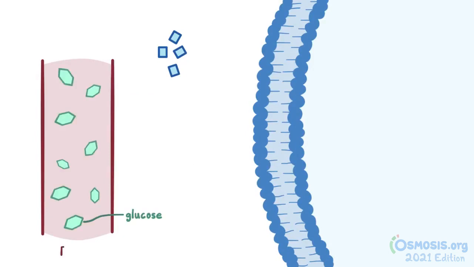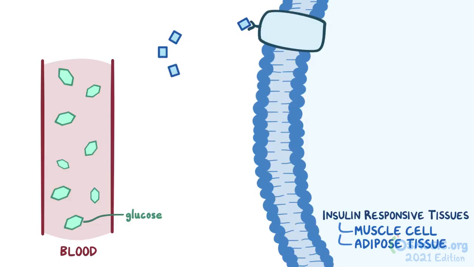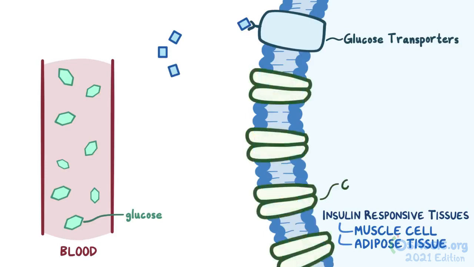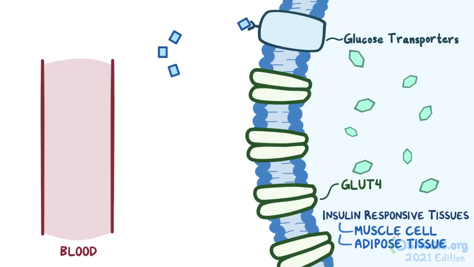Insulin's main function is to facilitate the transport of glucose from the blood into various insulin-responsive tissues like muscle cells and adipose tissue. This hormone binds to insulin receptors on the surface of the cell membrane and causes intracellular storage vesicles, which contain glucose transporter proteins called GLUT4, to fuse with the cell membrane. Next, GLUT4 proteins embed themselves into the membrane and allow glucose to move into the cell.